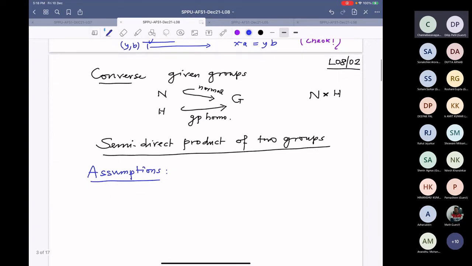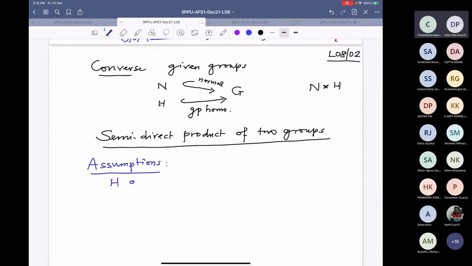H is a group operating on the group. So N and H are given groups. They are given to you. And their group structure has nothing to do with each other, the sets have nothing to do with each other, and so on. That is understood. So these are arbitrary groups.